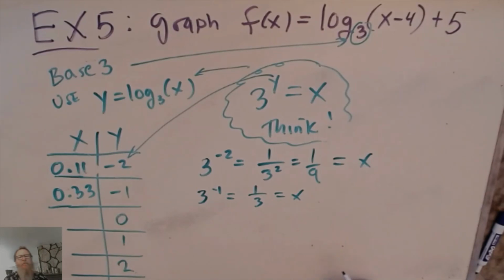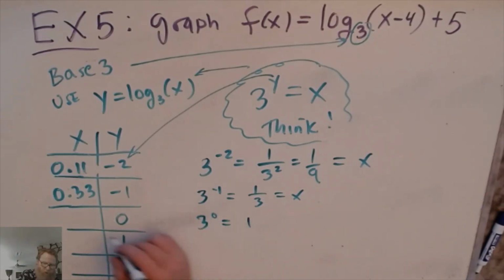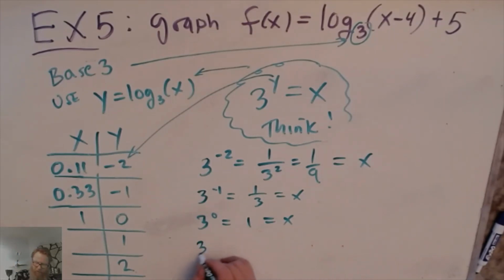0.33. For 0, 3 to the 0 is 1. Okay. For 1, 3 to the 1 is 3.